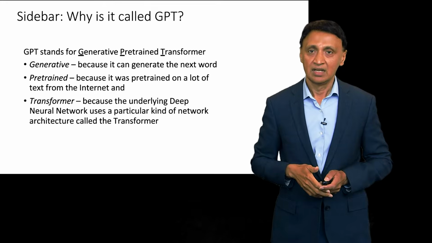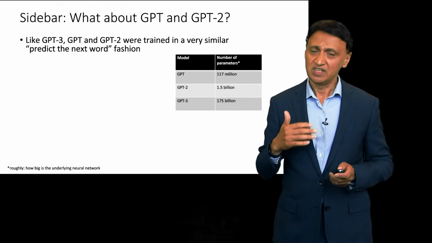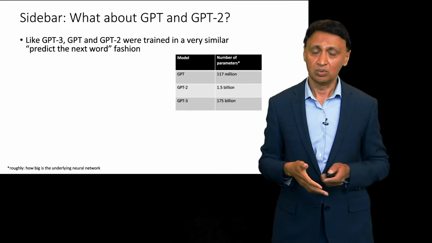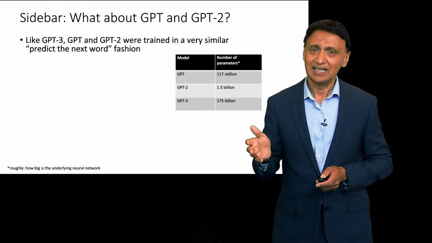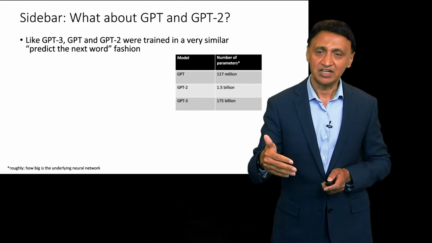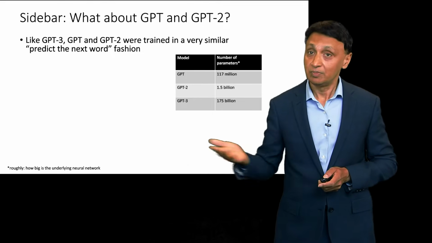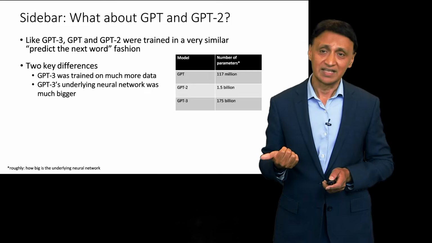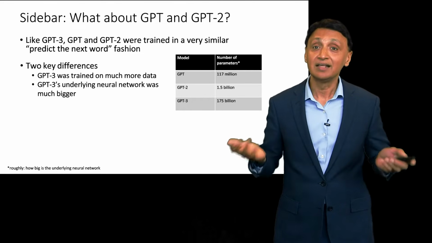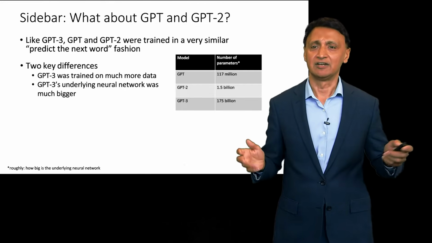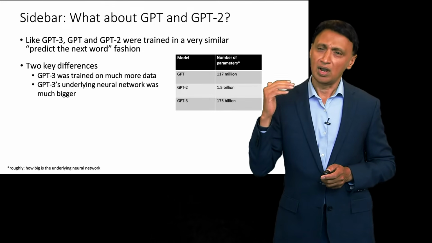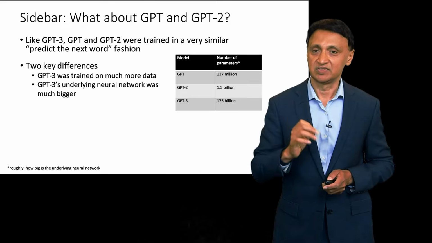You might be wondering, well, we started with GPT-3, what about its ancestors, GPT and GPT-2? Well, they were all trained in a very similar predict-the-next-word fashion that we saw GPT-3 being trained on, but there were a few key differences. The first thing was that GPT-3's underlying neural network was much, much bigger. It was a much more complicated mathematical model, and it was also trained on much more data. So those are the key differences.